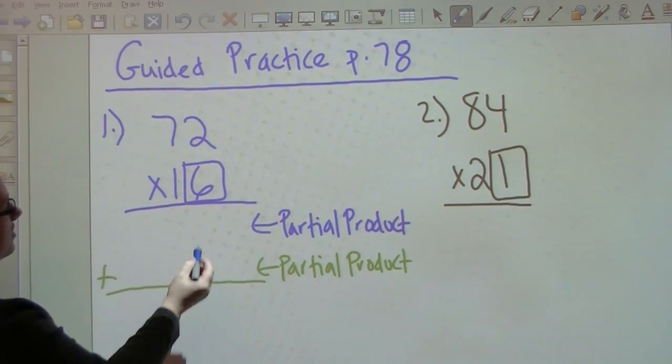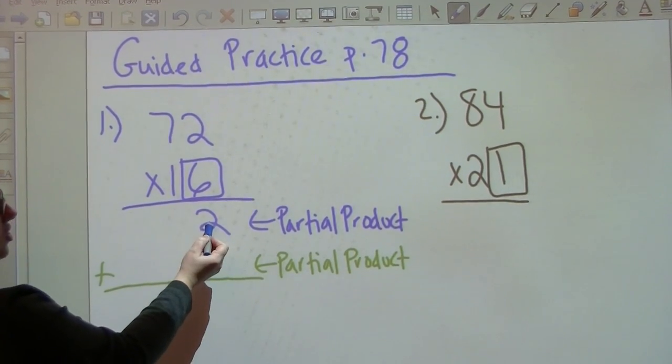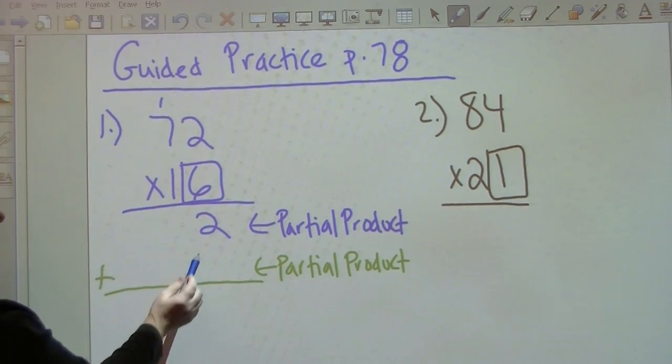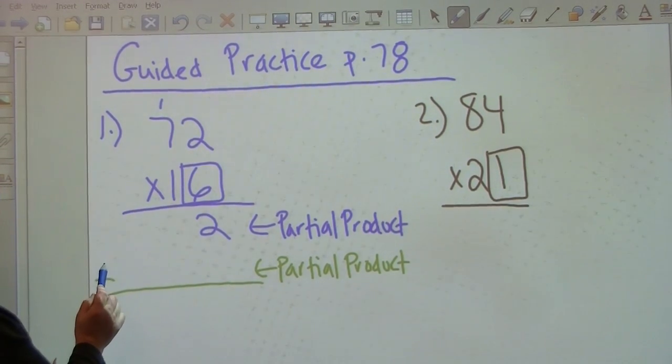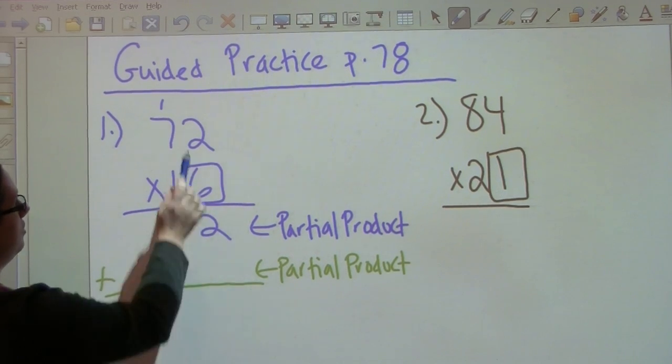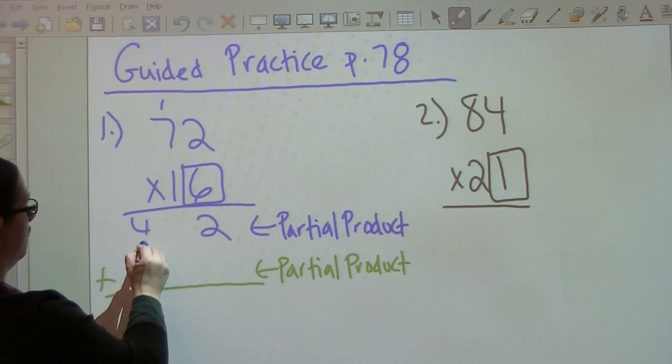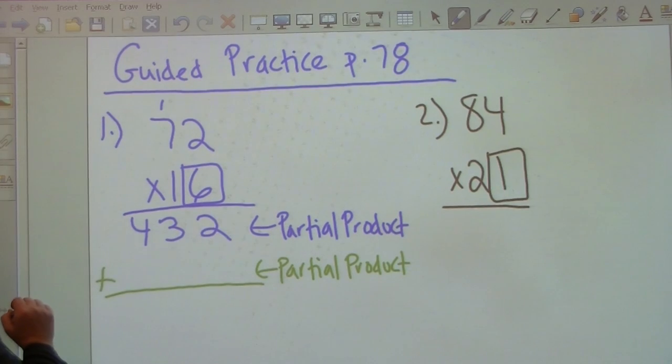6 times 2 gives us 12. Good. 2 goes down here. 1 gets regrouped. Okay, 6 times 7 gives us what? Good. 42. Plus 1 gives us 43. So that's our first partial product.